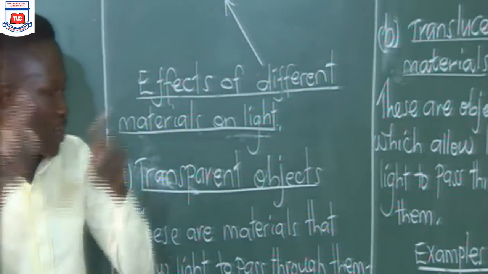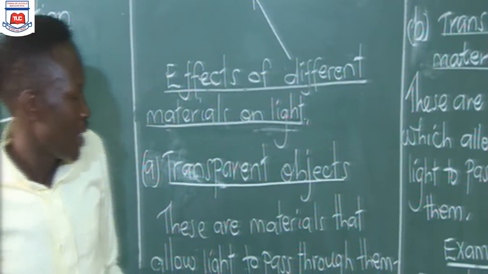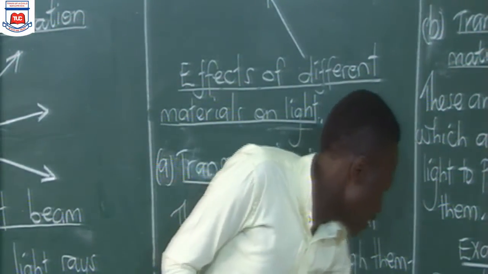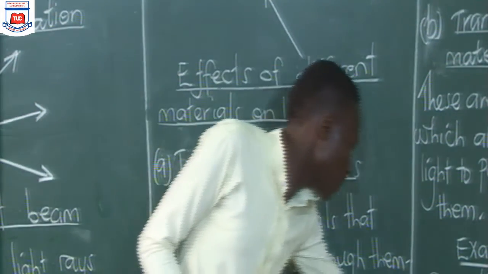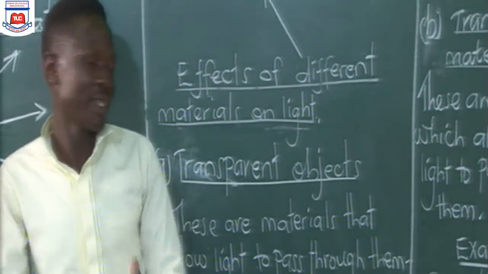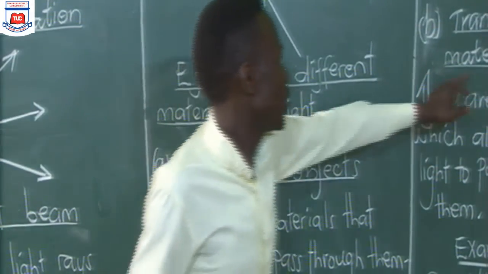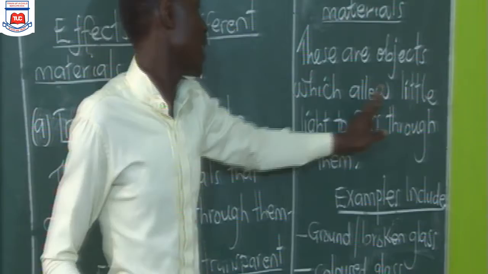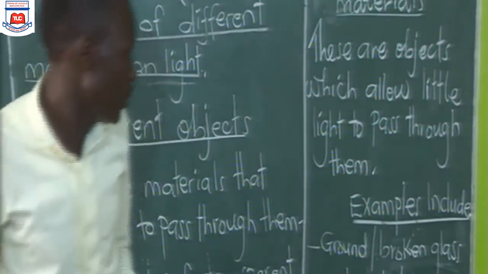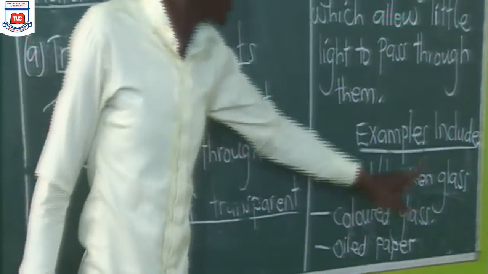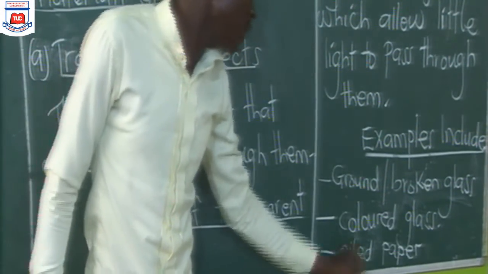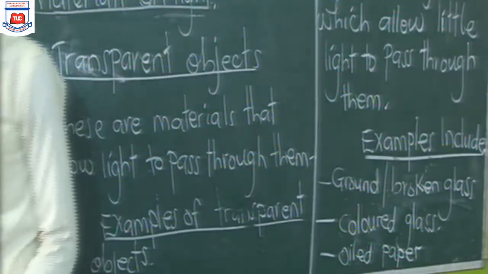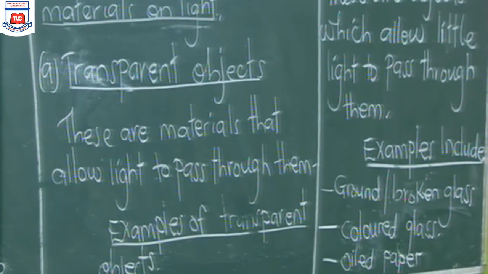You get that polythene paper which is transparent, and then you apply oil on it. It will actually allow very little light to pass through it. But if you do not apply oil, it will allow much light. So we say translucent materials. These are materials which allow little light to pass through them. Examples include ground or broken glass, colored glass, and oily paper, paper that has got some oil. We do not have only that, we also have other examples.